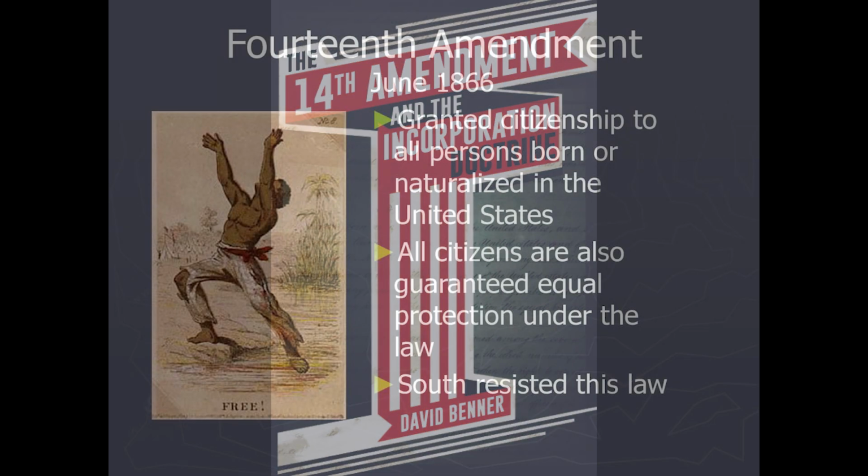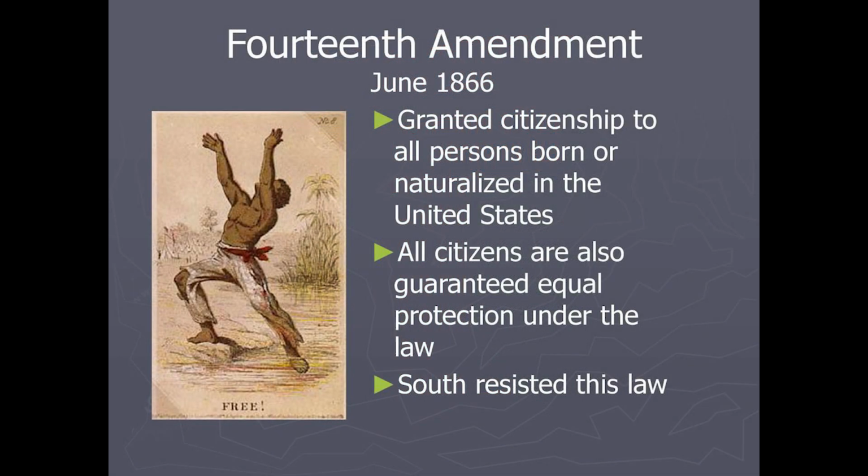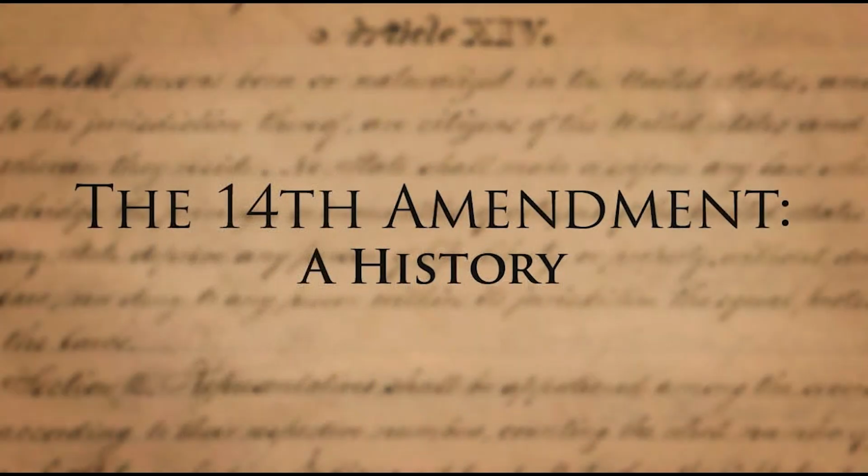Despite its ratification, the 14th Amendment faced fierce resistance, particularly in the South. Many states enacted Jim Crow laws, enforcing racial segregation and disenfranchising Black voters. The Supreme Court, in Plessy v. Ferguson, 1896, upheld segregation under the infamous separate but equal doctrine, effectively weakening the amendment's impact for decades.